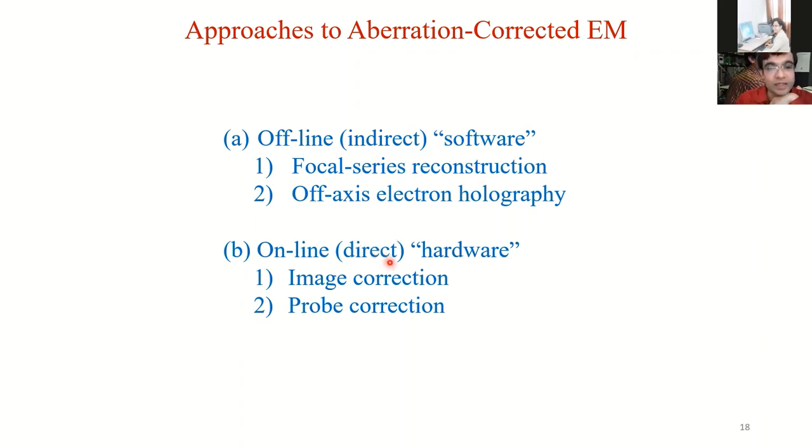And the other is online or direct aberration correction. So there are again 2 things: image correction and probe correction. Image correction is performed in conventional TEM, and probe correction is performed in STEM, or scanning transmission electron microscope.